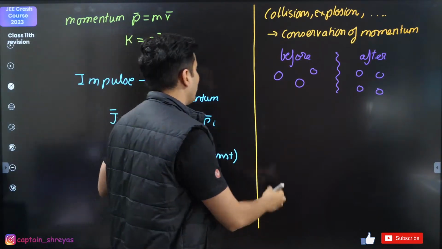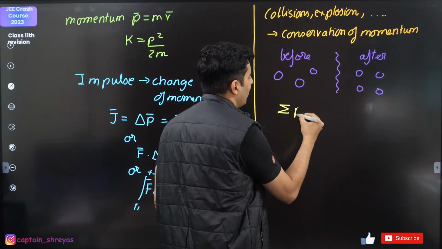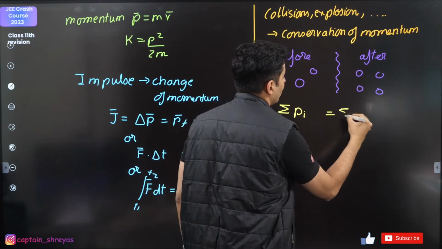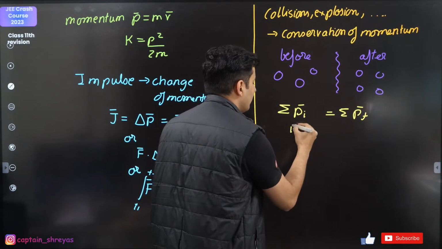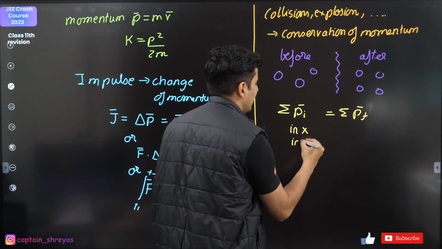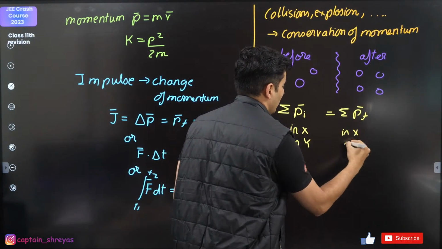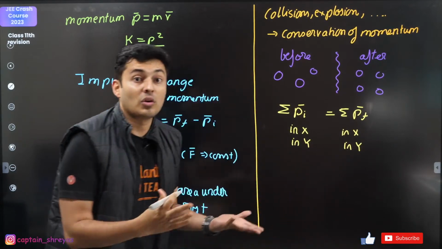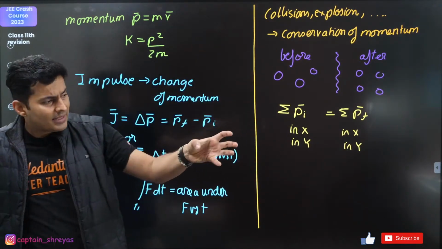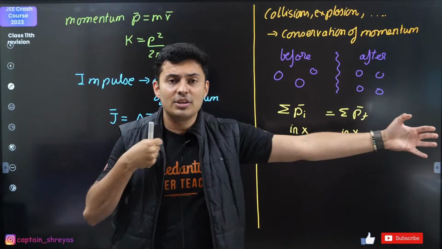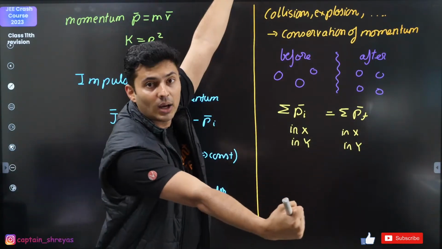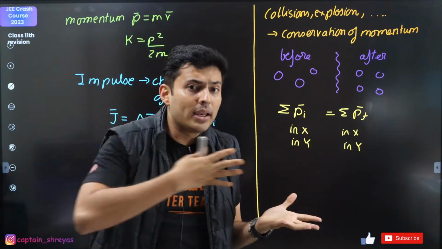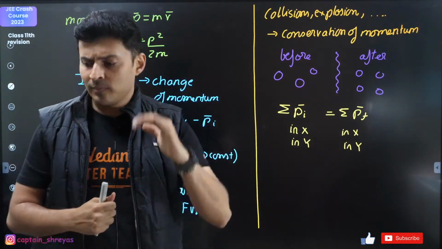And then the next step: the total momentum initially will be the total momentum finally, and this is a vector. If you want, it will be separate in x and in y. If it is a head-on, one dimension collision, only one equation will be there. But if two particles come like this and go like that, then you have to write one equation in x, one equation in y. Makes sense, right?